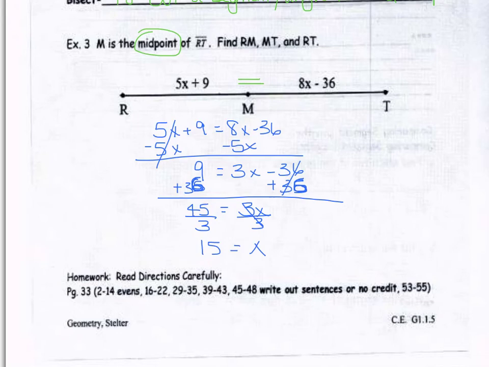So now I have x's value, but if you notice up here, it doesn't ask me what x is. So if you just leave it like this, basically you've done a lot of work for no points. So make sure you answer the question. I'll say that a lot because it happens often. So RM, well, here's R to M. They want to know how long that is. We're going to find that out by using substitution. We're going to take this 15 and plug it in for that x.